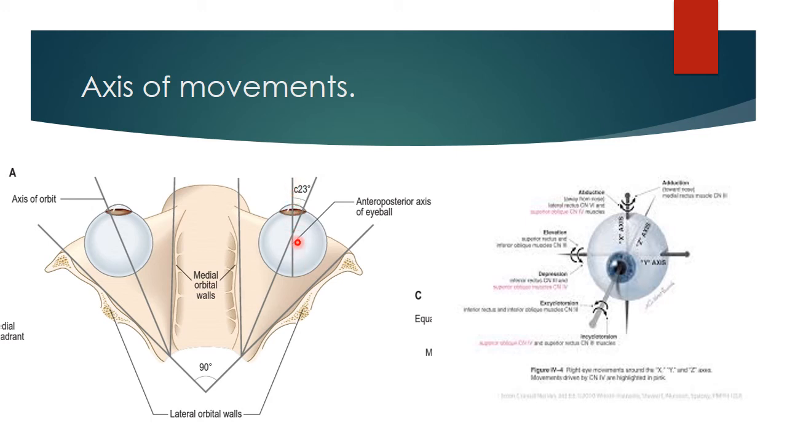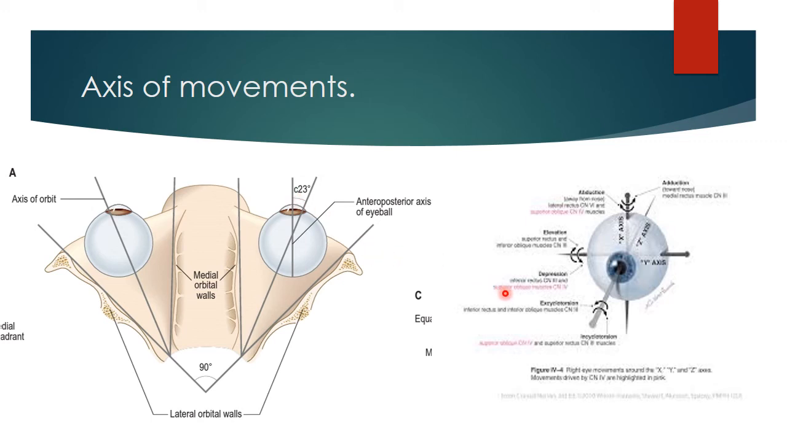And now you can see both axes do not coincide with each other, and the orbital axes diverge for about 23 degrees from the anteroposterior axis or axis of gaze, and this difference of angle influences the movements of the eyeball and action of different extraocular muscles.